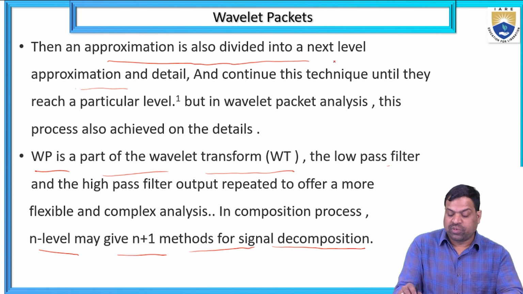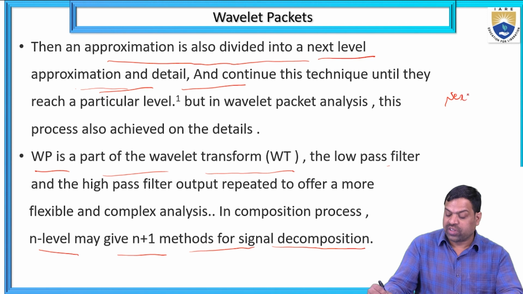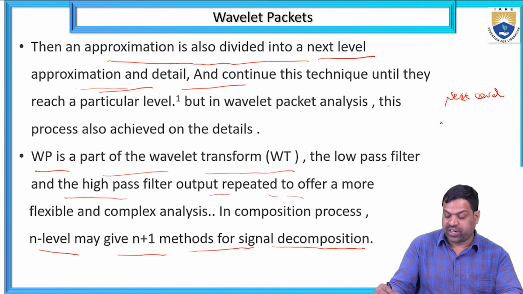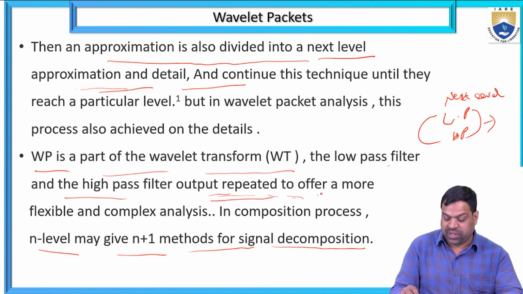So the approximation is divided into the next level approximation and detail. When I go for the next level, it is a continuous technique until it reaches a particular level. But in wavelet packet analysis, this process is also applied on the details. So the wavelet packet is part of the wavelet transform. The low pass filter and high pass filter outputs are repeated. So low pass and high pass we are taking, but which stage we are taking, that is the output repeated to offer more flexible and complex analysis.